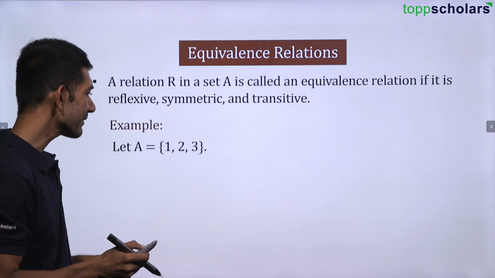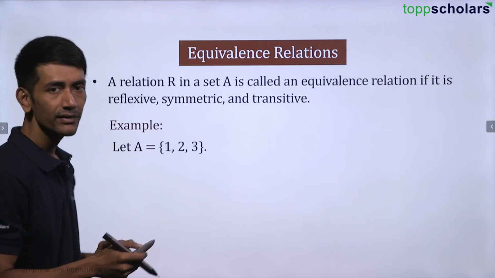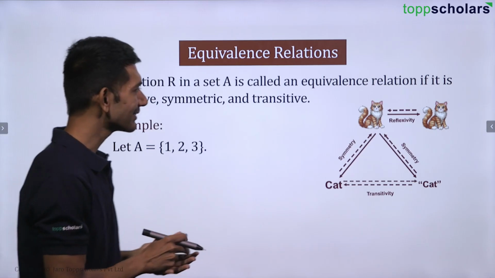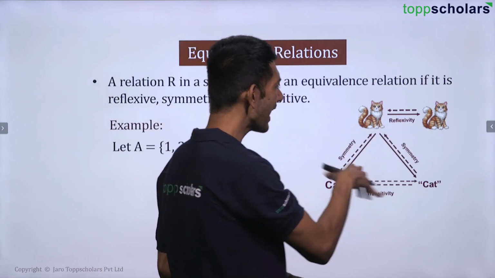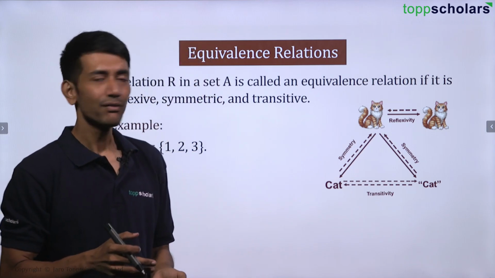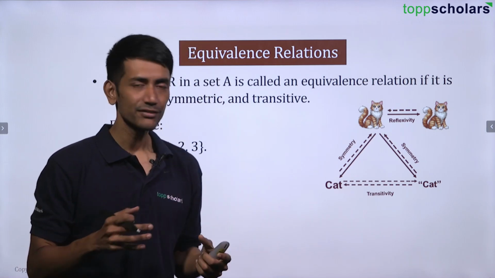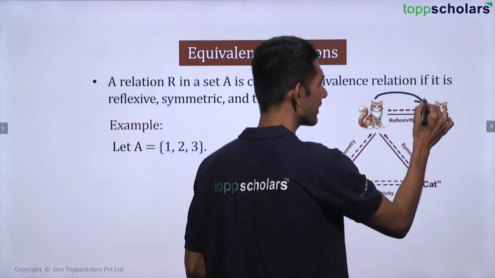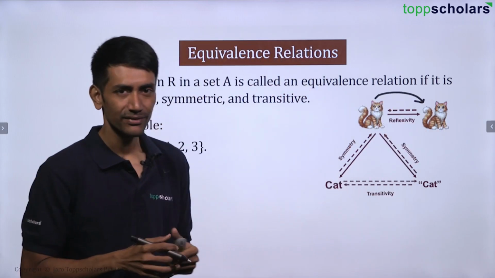Correct? So let us have a look at an example. So here you have A, which is {1, 2, 3}. Okay, let us forget about the mathematical example. Now here we have a figure for the equivalence relation. Now this cat, can I say this cat is related to herself?